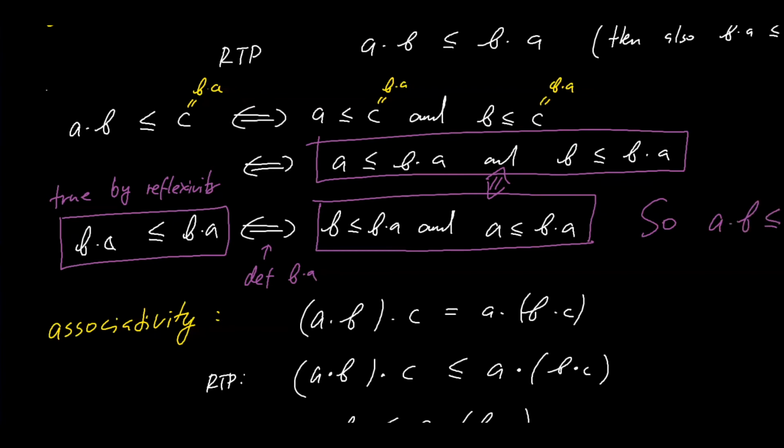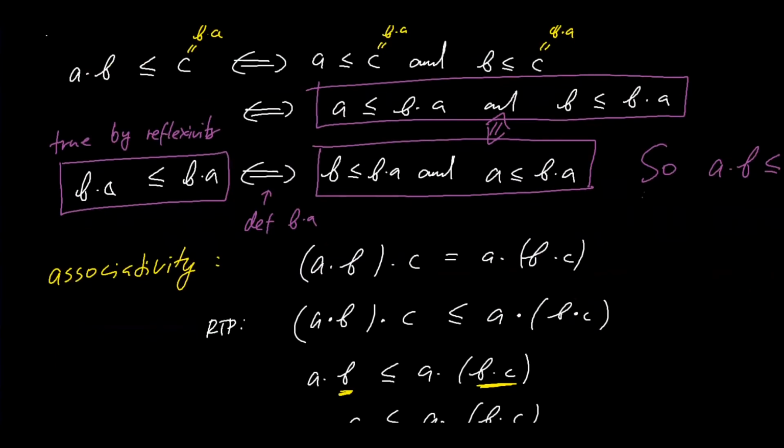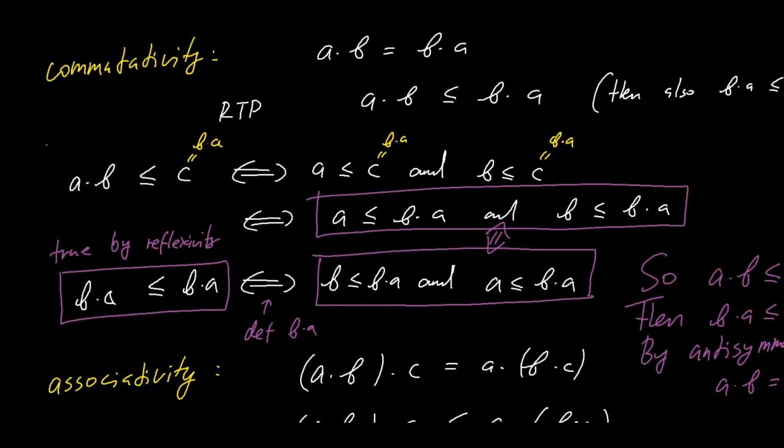And we proved this for arbitrary A and B. So if I apply this thing with A and B swapped around, then we will also get that B dot A is also less or equal to A dot B. And by anti-symmetry, A dot B will equal B dot A, right? Which is what we wanted to prove. That's the commutativity we wanted to prove.